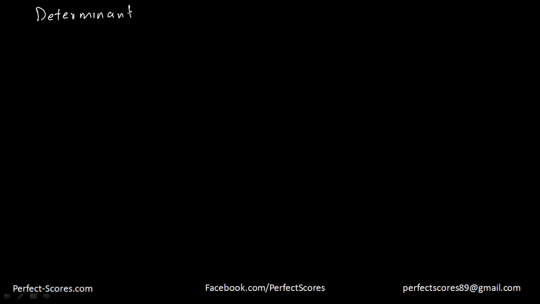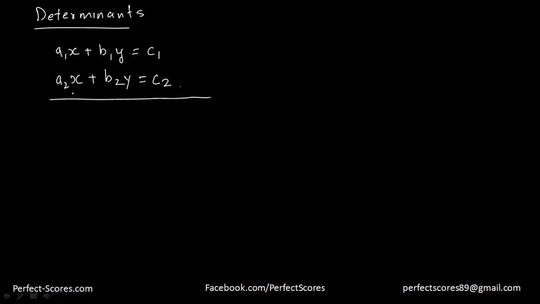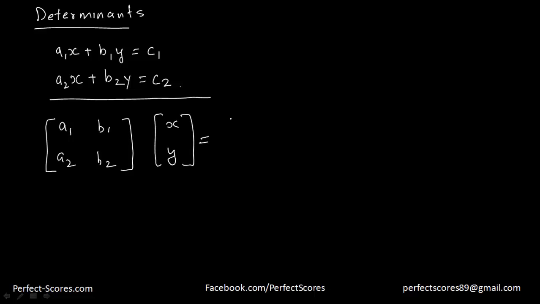I'm going to start with a system of equations. Let's suppose we have these equations: a1 times x plus b1 times y is equal to c1, and I have another equation, a2 times x plus b2 times y is equal to c2. If I want to represent this information in terms of a matrix, or a combination of matrices, I can represent it like this. This a1 is here, this a2 is here, this b1 is here, and this b2 is here. This multiplied by x and y gives us c1 and c2.